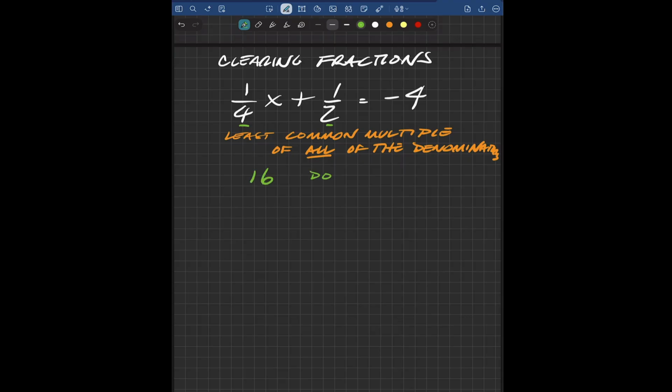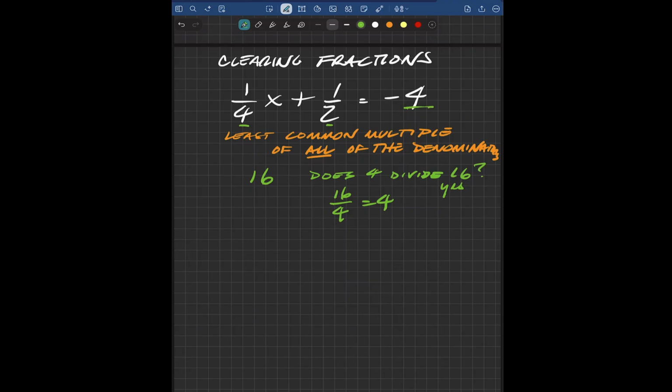Does 4 divide 16? Now remember, when I say divide, it means it divides into it and there's no remainder. So does 4 divide 16? Yes. Why? Because 16 divided by 4 is 4. Notice how there's no remainder. There's just an integer.